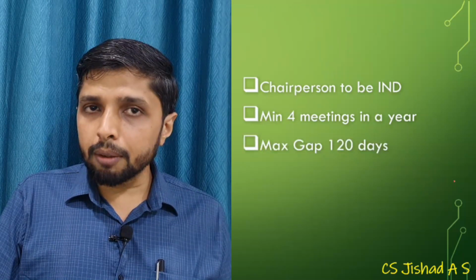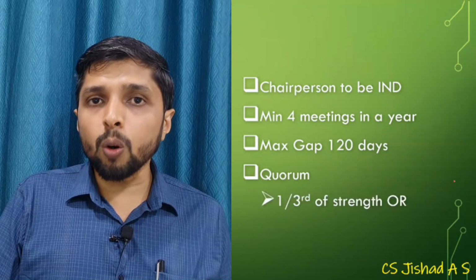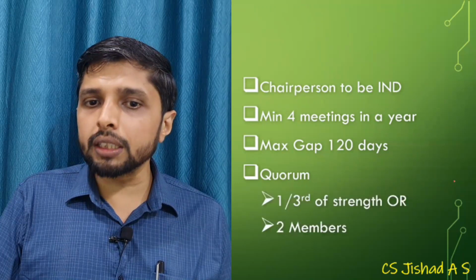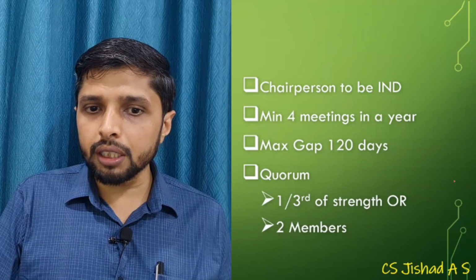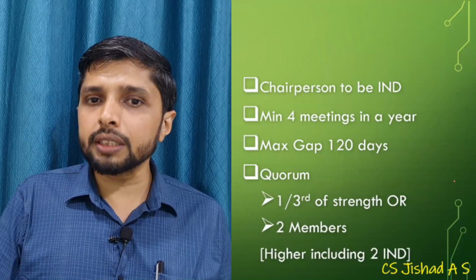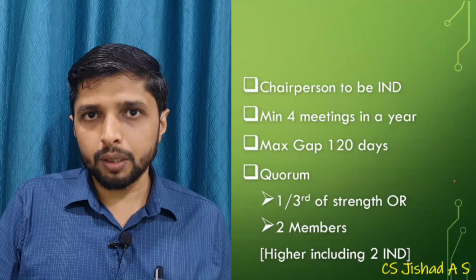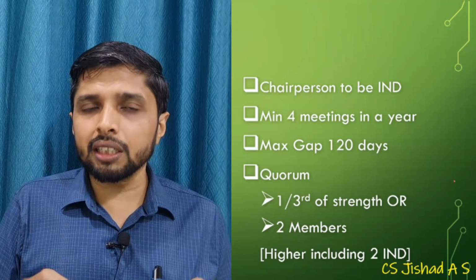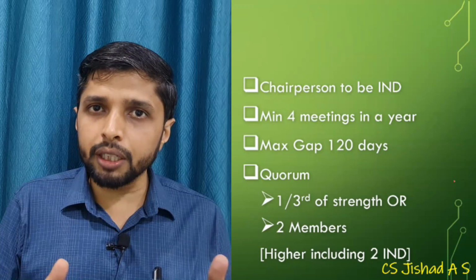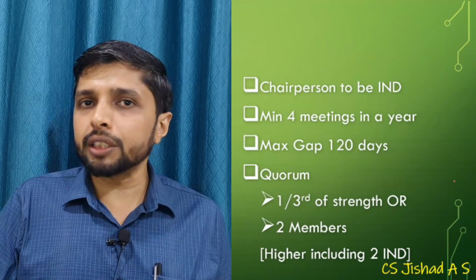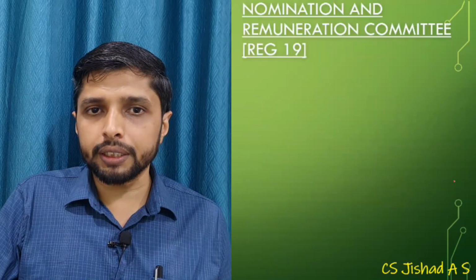Minimum 4 meetings in a year, maximum gap of 120 days, and the quorum for meeting would be 1/3 of total strength of audit committee or 2 members, whichever is higher, including 2 independent directors. Okay, so the provisions in SEBI regulations will be more stricter than which is mentioned in Companies Act 2013.